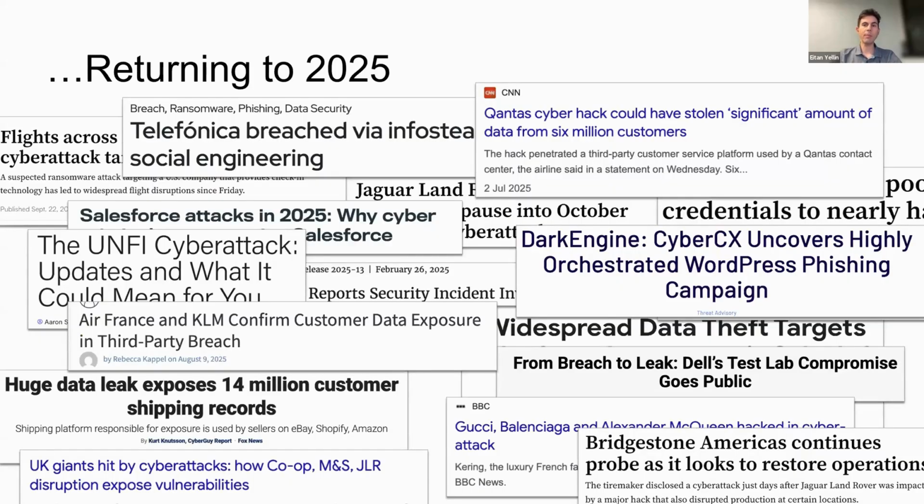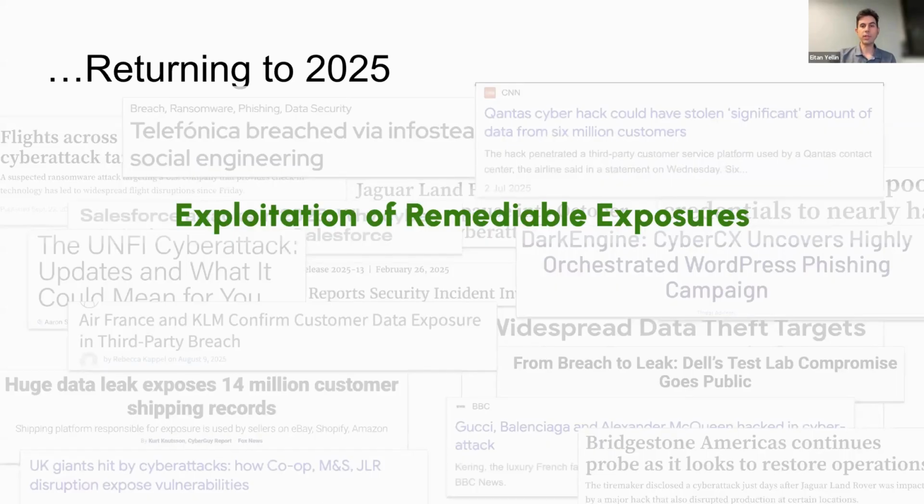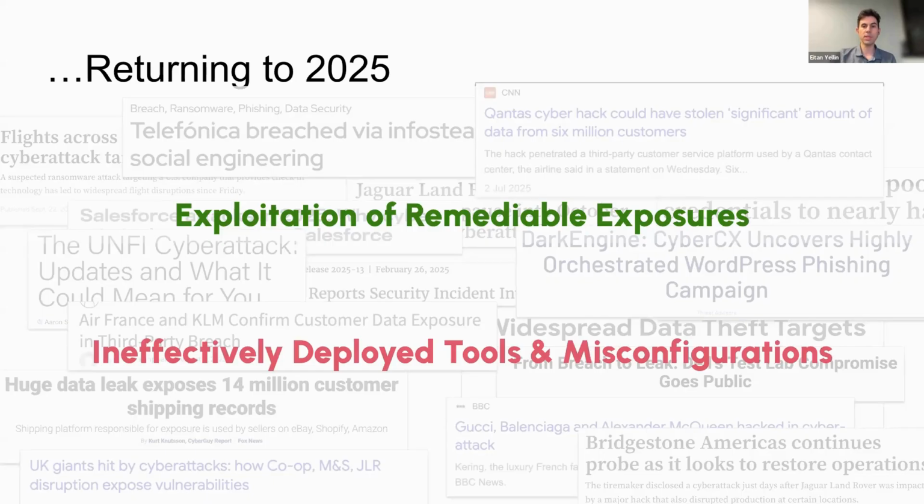Fast forward to today, and what happened to Heartland in 2009 is still happening daily in 2025. Yes, it's true, IT environments are more complex, attack vectors have become more diverse, and malicious actors have new techniques in their arsenal. However, while the security industry has spent 15 years growing and evolving, the fundamental issues still remain. Exploitation of remediable exposures for initial compromise, followed by the bypass of security guardrails due to ineffectively deployed tools and misconfigurations. The consistent exposure management failure is simply this: we are not succeeding with the tools we already own.